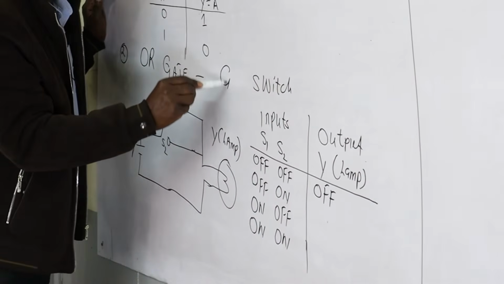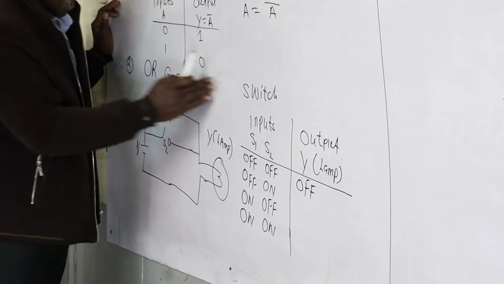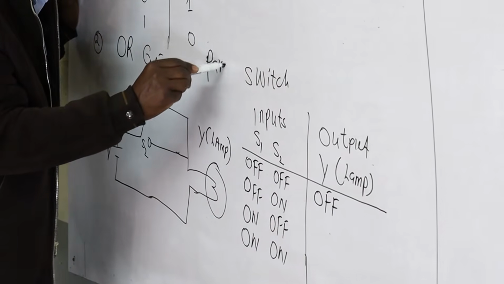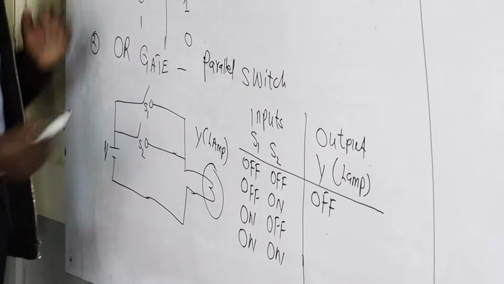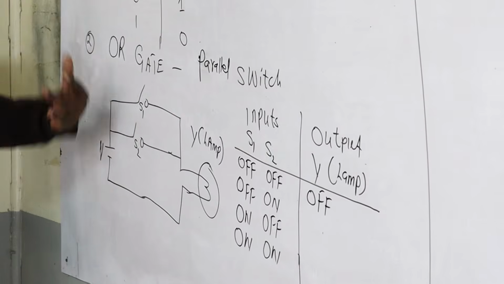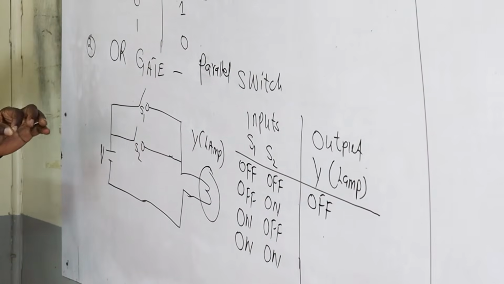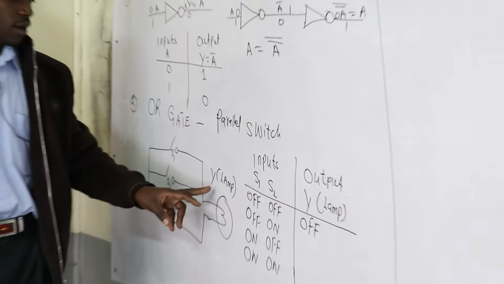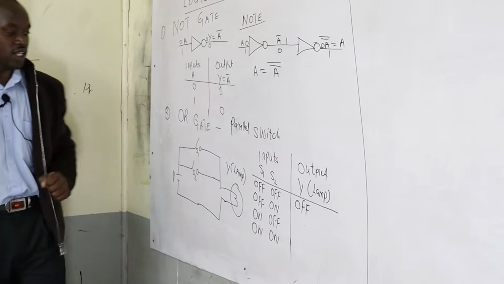So the second gate is the OR gate. An OR gate, we call it a parallel switch, where we have two switches, switch 1 and switch 2. Then we can apply the voltage here and see what happens to the lamp. Now, let us start again.